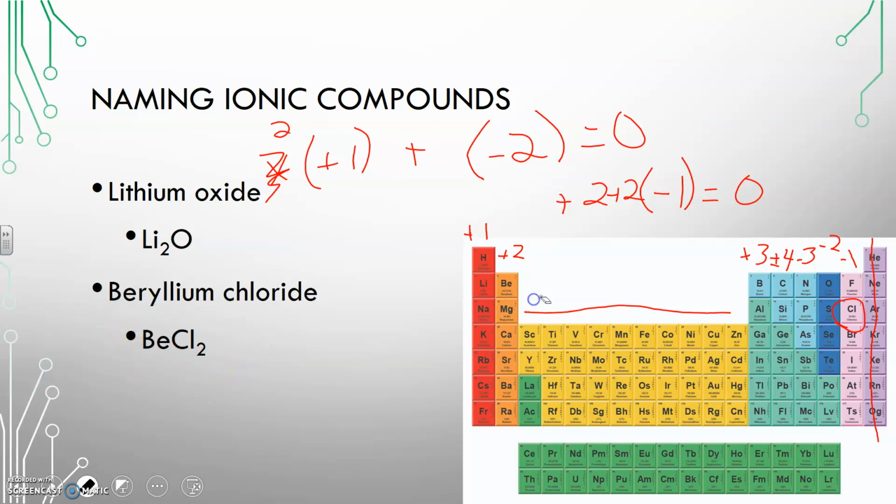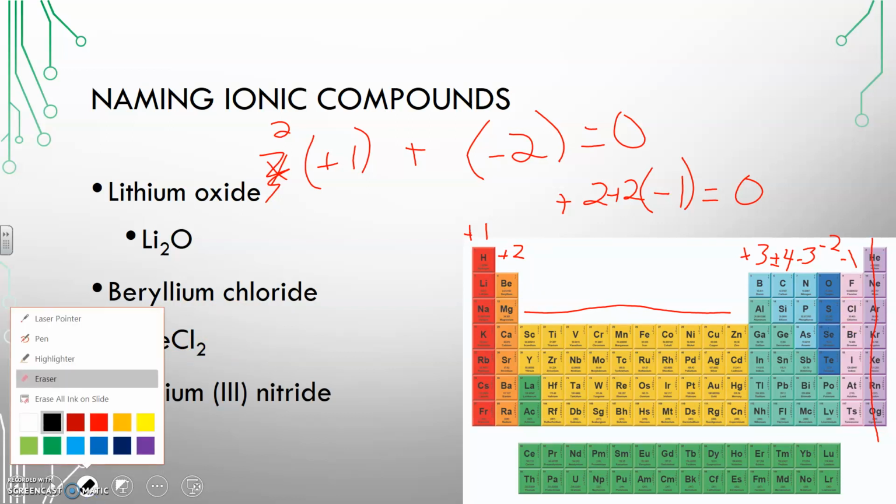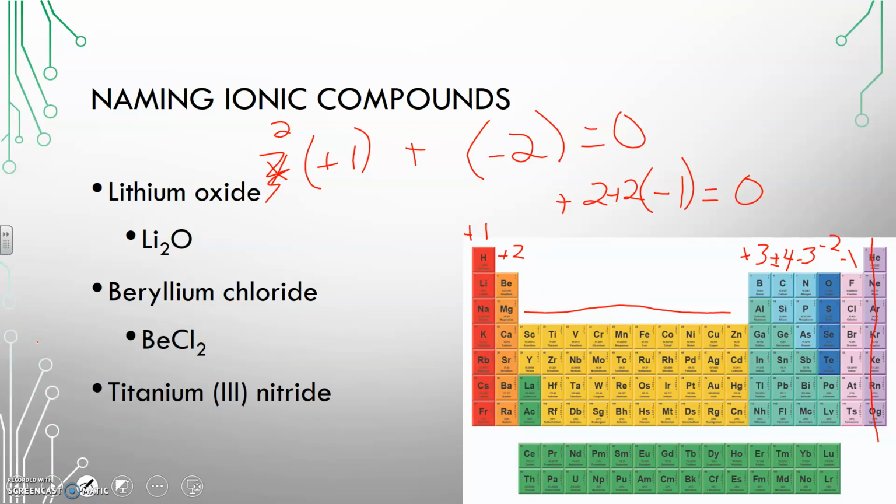Okay, now let's move on to our third one here. This is where we get into titanium. This is a transition metal. So titanium is right here, and then we have nitride. Now remember again, this -ide ending means that it is just the anion. There are no oxygens, it's not a polyatomic ion.